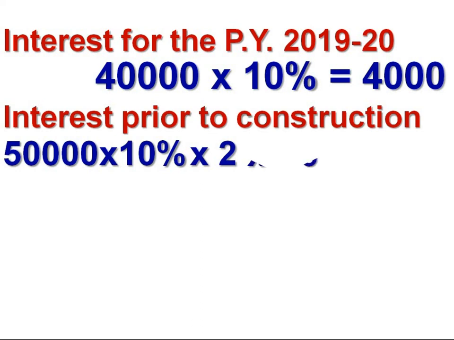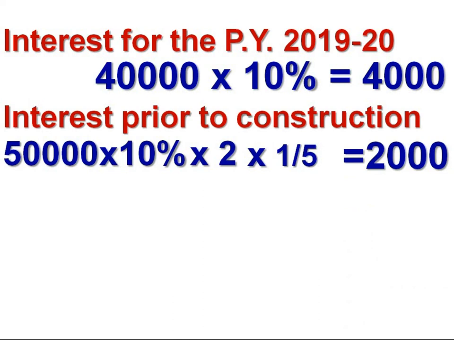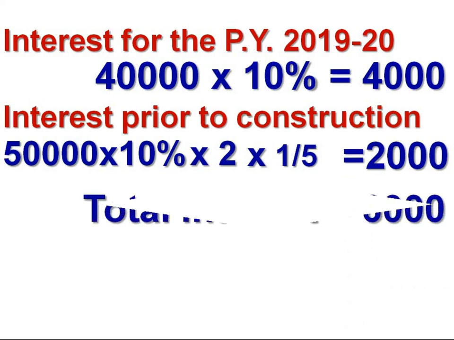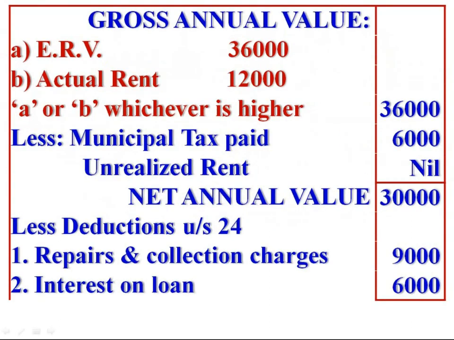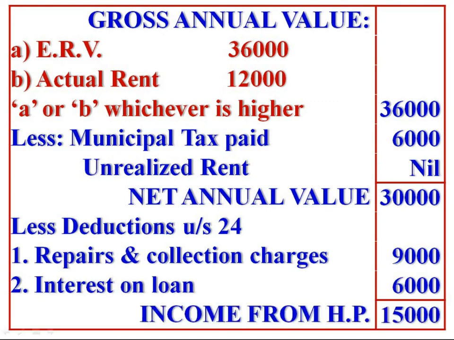Therefore, interest prior to construction is equal to 50,000 amount of loan into 10% rate of interest into 2 number of years into 1/5, because it is allowed as deduction in 5 equal annual installments. Therefore, it is 2,000. Total interest being rupees 6,000. Interest on loan rupees 6,000. Deduct 9,000 and 6,000 from net annual value. We get rupees 15,000. It is the income from house property. It is our answer. So thank you.